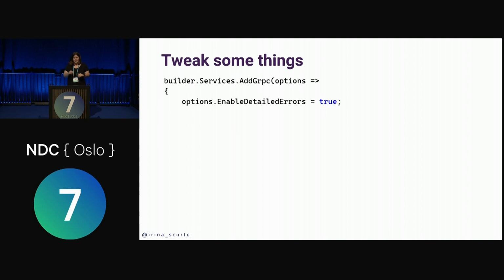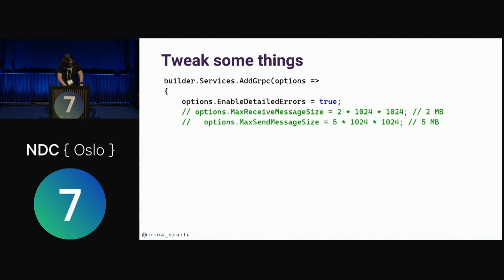If you're thinking about implementing this, you can also tweak some things, and you should. For example, you can enable detailed errors just by setting this to true. You can configure the maximum size of the request. If you have scenarios where you upload things and want to limit each chunk of data that goes to the server, you can configure it as an option, say 2 megabytes or more or less, depending on the scenario. You can also set the maximum message size, depending on some computation you might need to implement.